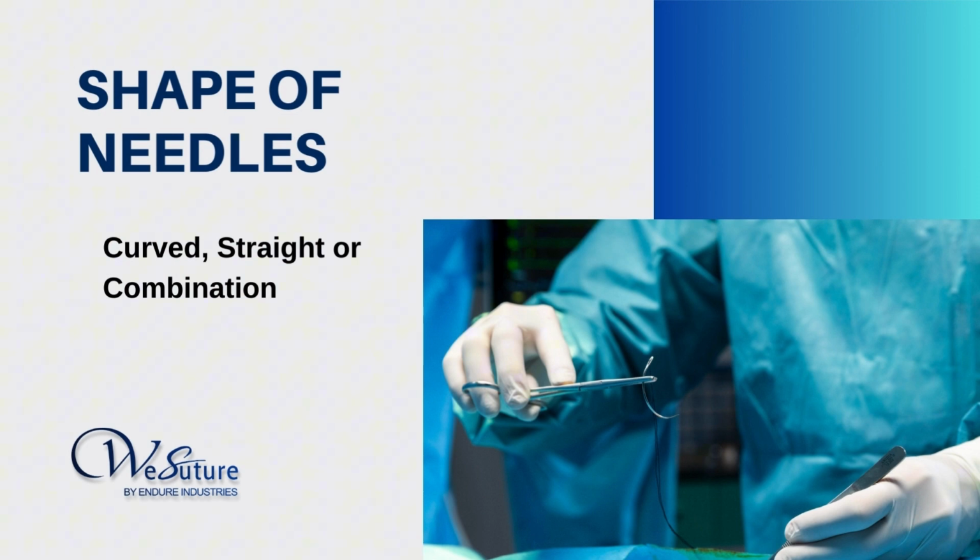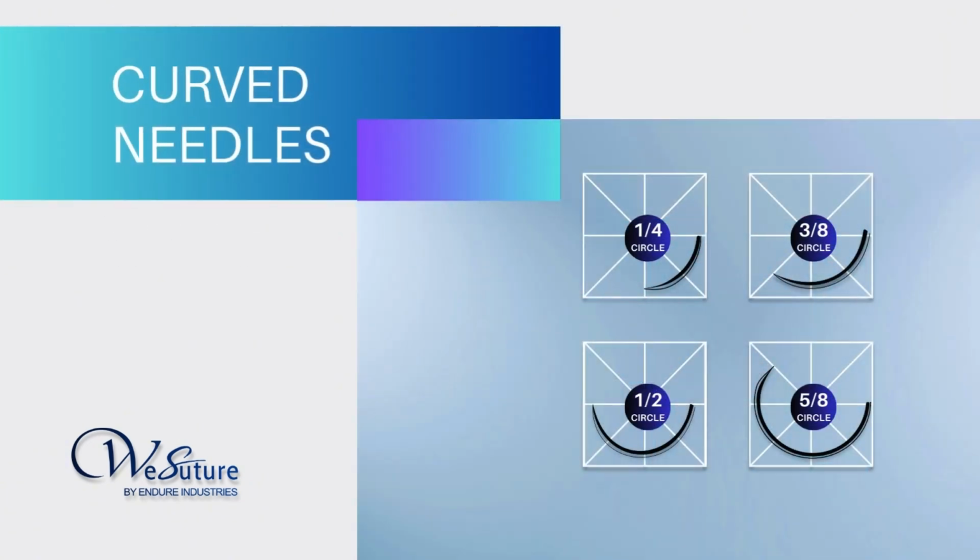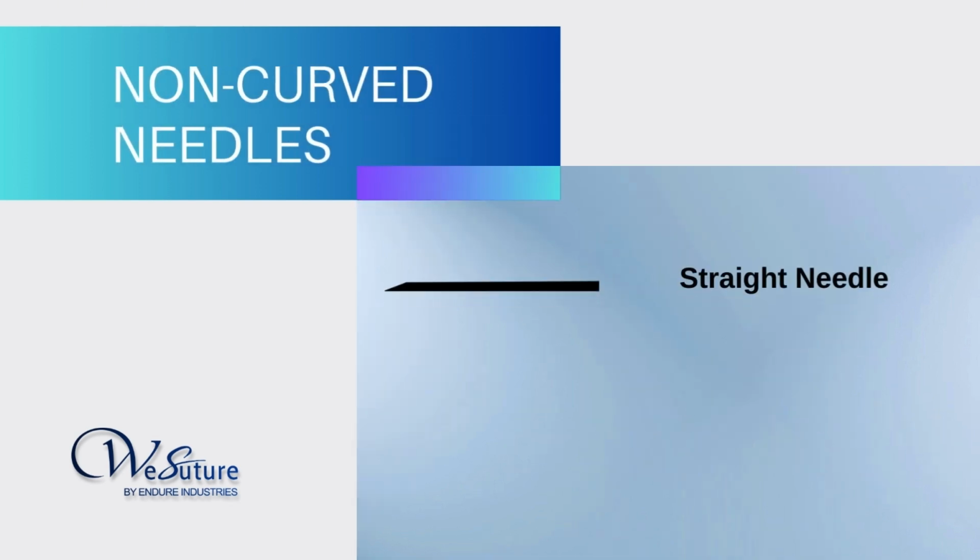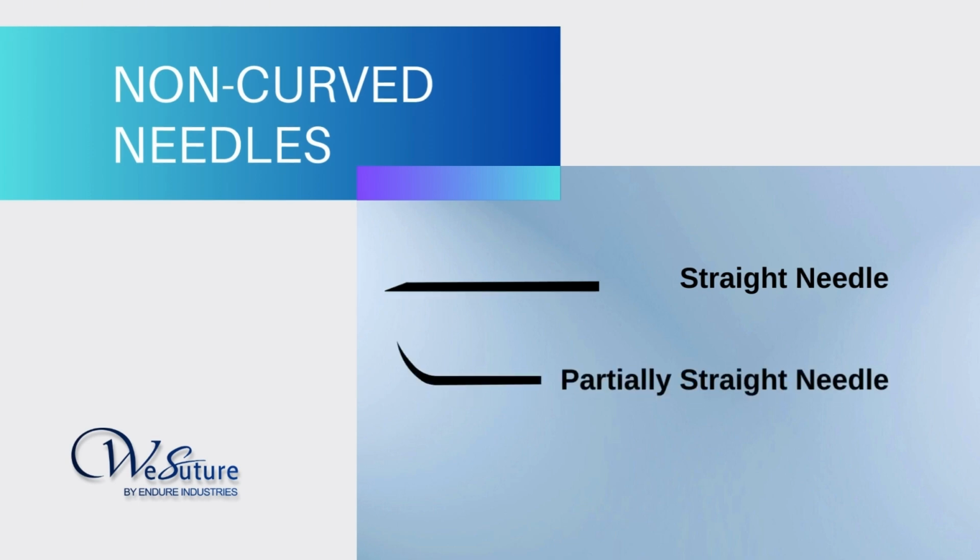Suture needles come in different shapes, each designed for specific applications. Curved needles are the most commonly used type, ideal for narrow surgical fields and situations with limited space. They are categorized by their curvature, such as a quarter, 3/8, 1/2, or 5/8 of a circle. Straight needles were previously used for tension sutures, but are now less common due to the increased risk of needle stick injuries. Combination needles are a hybrid type, including partially straight needles with slightly curved tips, as well as J-shaped needles for specialized applications.